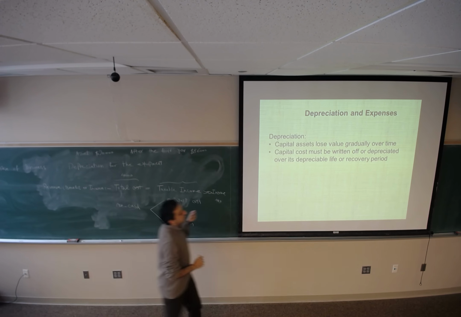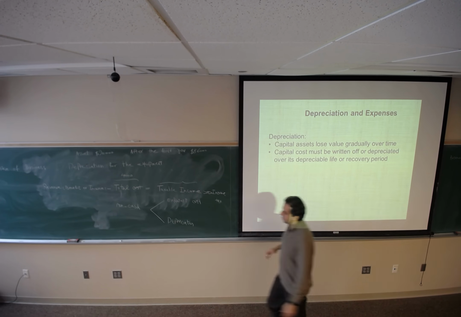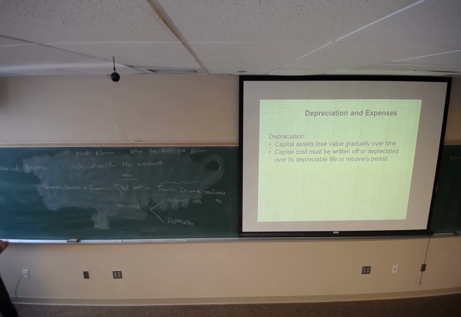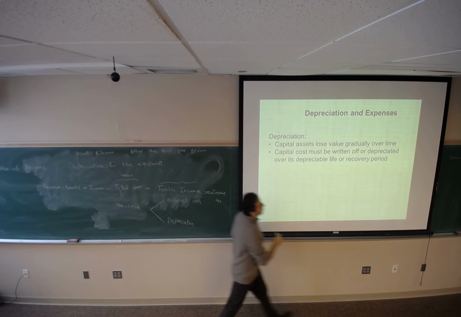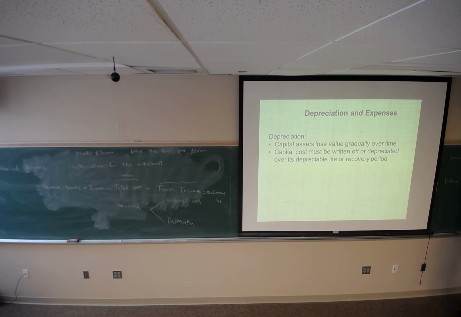When you want to do the calculation for an asset, a business asset includes building, machinery, equipment, and other types of property. When you want to depreciate one asset, the first thing that you need to do is define the depreciation life.